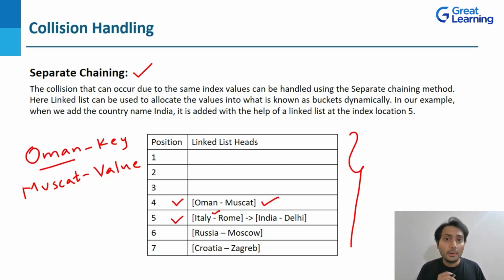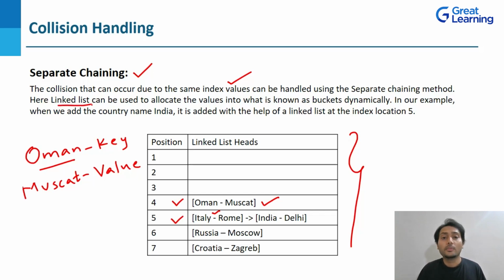Now the problem occurs when there is one more country with the same length. That is, we have India with the same count. So how do we solve this problem, right? So for that, what we can do is we can use this separate chaining method. Okay. So what this will do is, due to the same index values, we can use this separate chaining method wherein we are going to use the linked list.